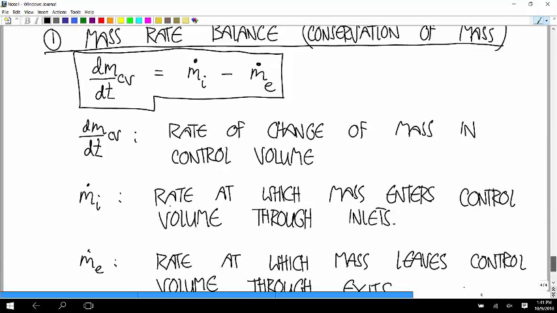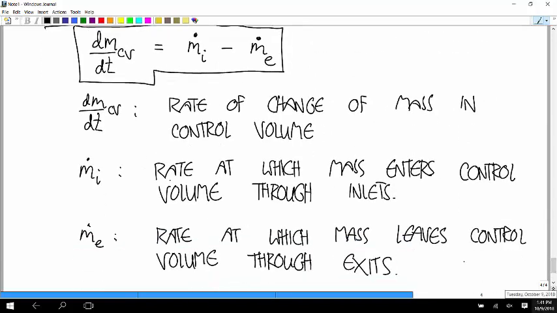Okay, so it's a pretty obvious statement, but it's going to be useful in this equation form. It just says that if you have more material coming in through the inlets than you have leaving through the exits, material is building up inside your control volume. If more is leaving than coming in, the net material is leaving.